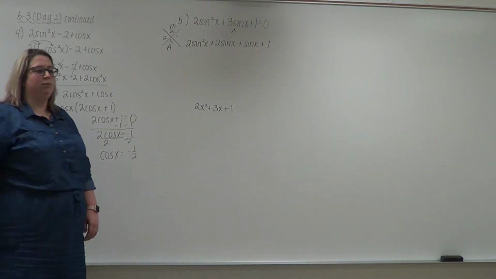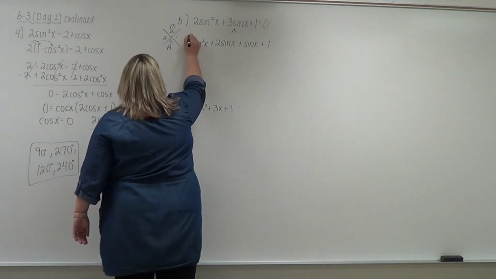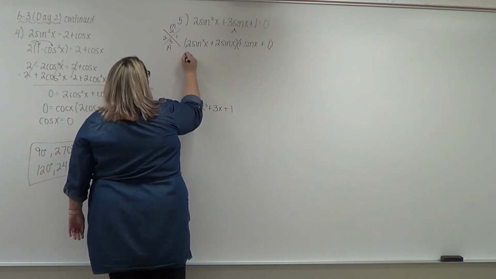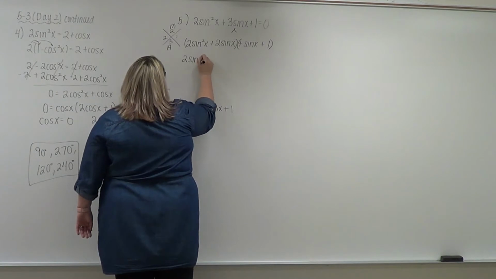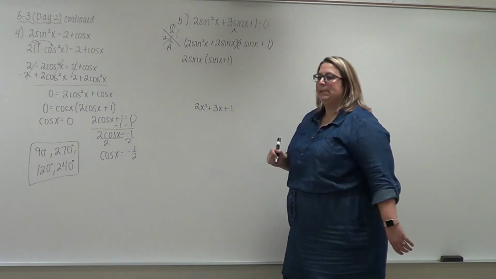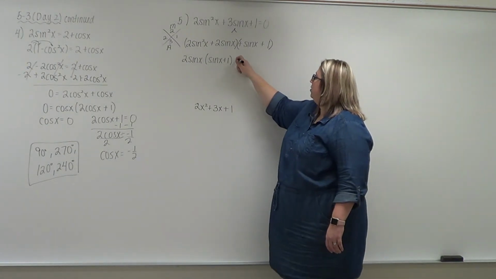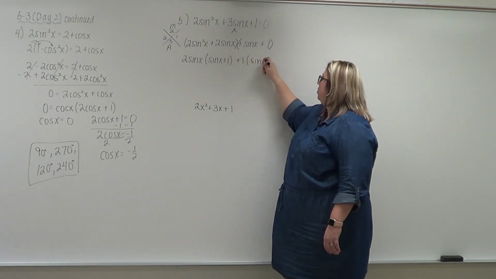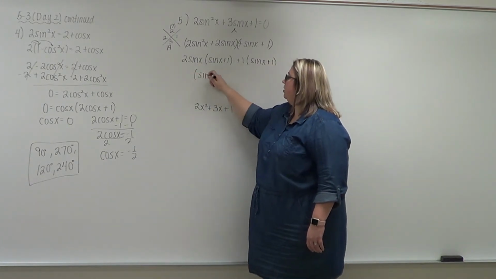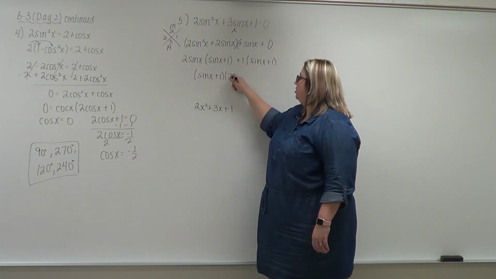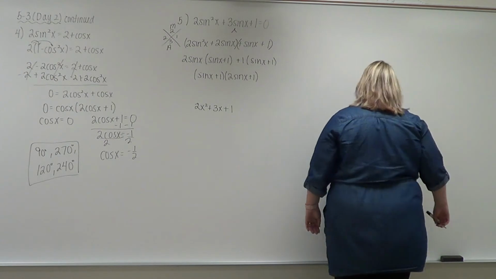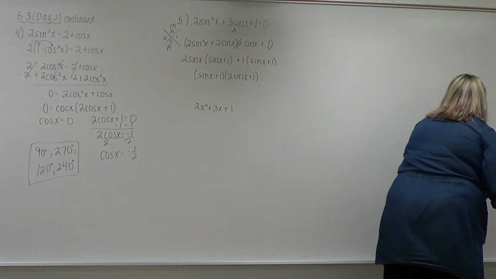Okay, how do you factor with 4 terms? Grouping. So what can I factor out of the first group? 2 sine. And I'm left with sine plus 1. What about the second group? A 1. Sine plus 1. So I would have sine plus 1 times 2 sine plus 1. Okay, where do you think we go from there?